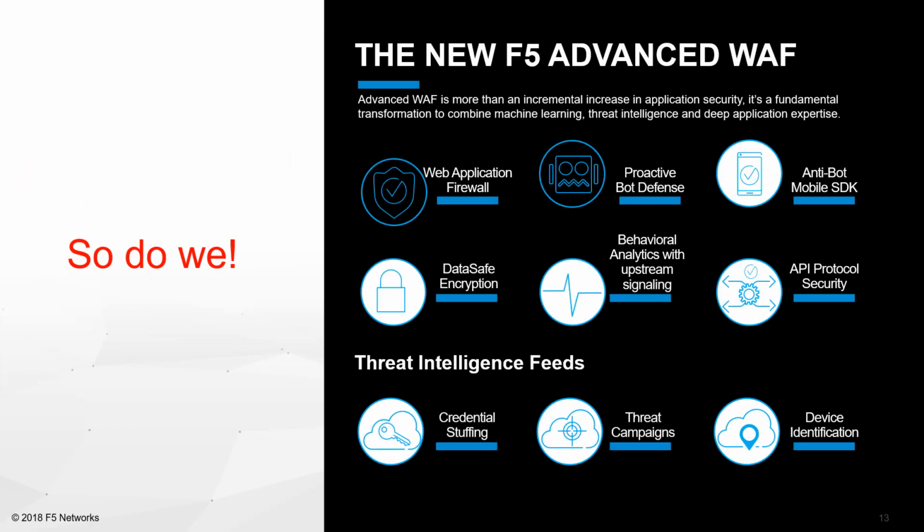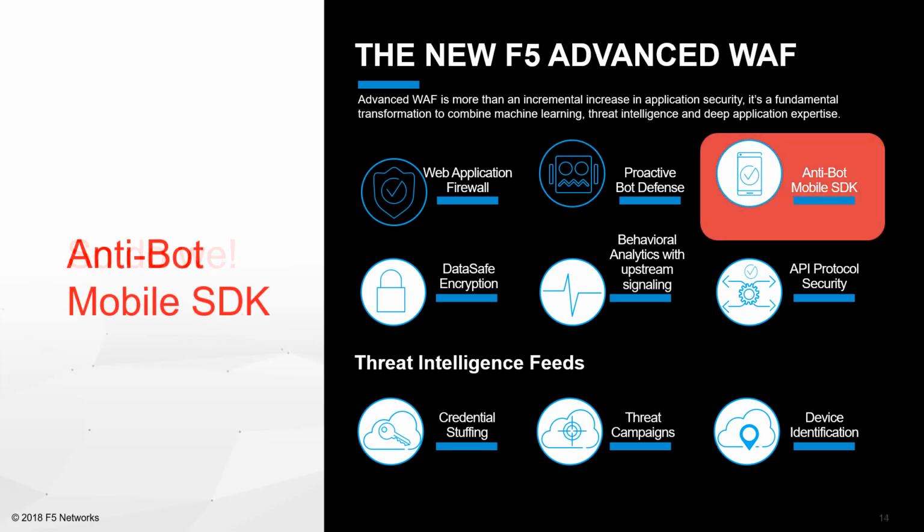If you look at this screen, you see the two features that we already had with ASM: a web application firewall with a very efficient proactive bot defense. But next to that, we have added several features more, and we will now discuss them one by one. The first feature that we're going to discuss is the anti-bot mobile SDK. And the word says it, this is an anti-bot solution for mobile applications.